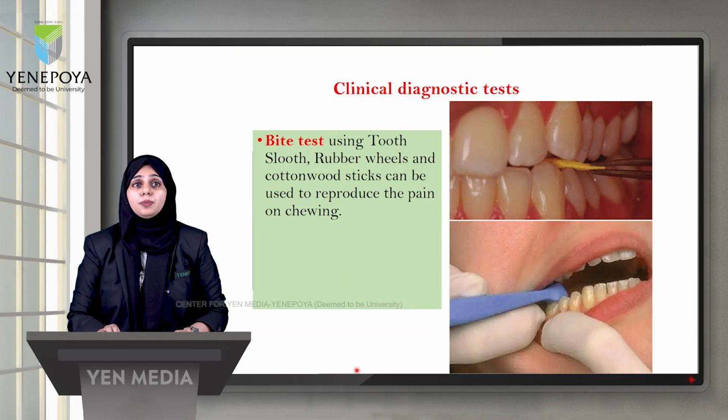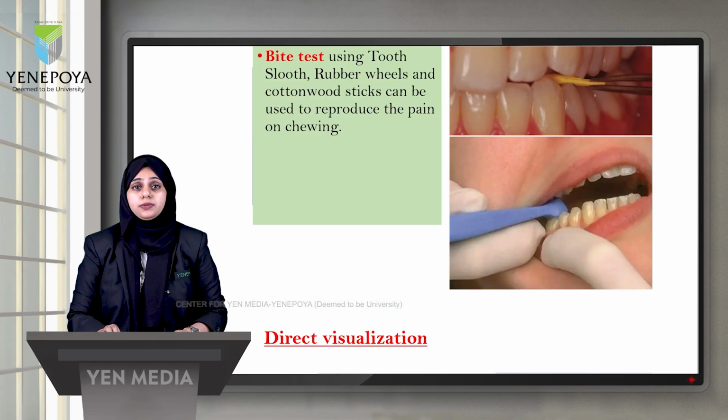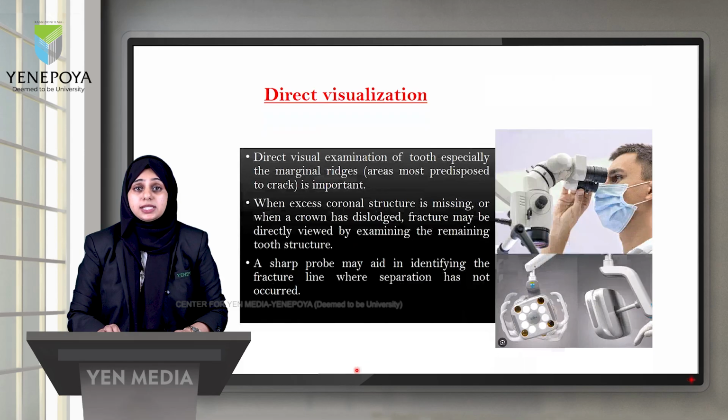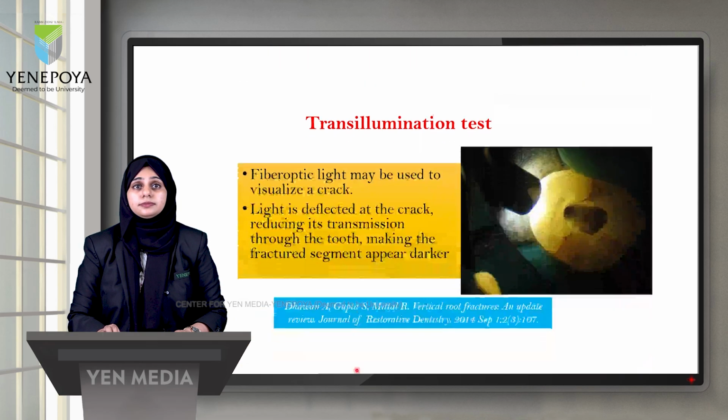Bite test with the help of a tooth sleuth, rubber wheels, cottonwood sticks can be used to reproduce the pain on chewing. Direct visualization is done with good illumination and a microscope. The fracture may be directly viewed by examining the remaining tooth structure when excess coronal structure is lost or when the crown has been dislodged.